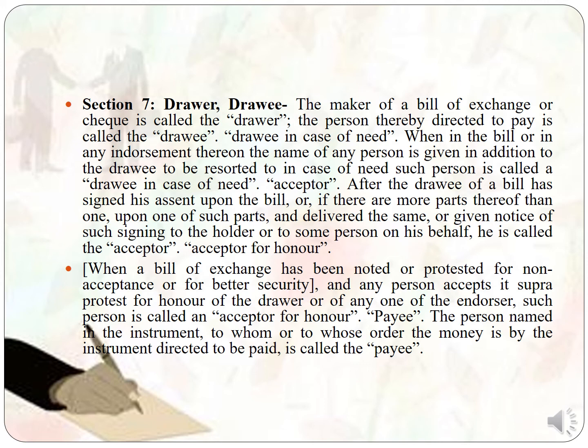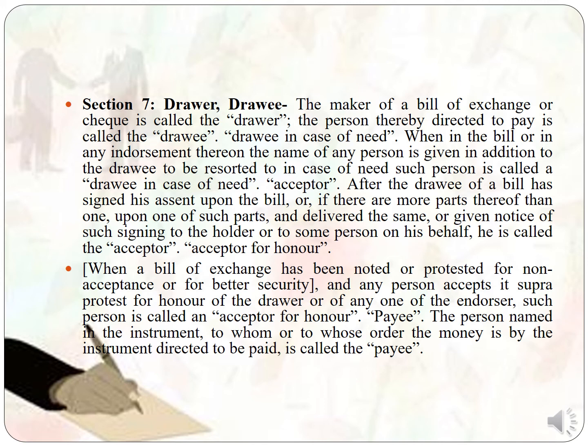When in a bill or in any endorsement thereon, the name of any person is given in addition to the drawee to be resorted to in case of need, such person is called drawee in case of need. After the drawee of a bill has signed upon the bill, or if there are more parts thereof than one, upon one of such parts, and delivered the same, or given notice of such signing to the holder or to some person on his behalf, he is called the acceptor or the acceptor for honor.